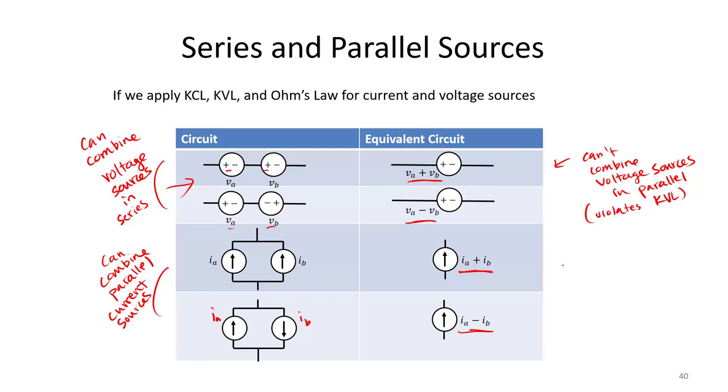Notice we also can't have current sources in series with each other because that would violate Kirchhoff's current law. Because remember, current is conserved, so if you have a single path for current to flow, the current must be the same throughout that single path.